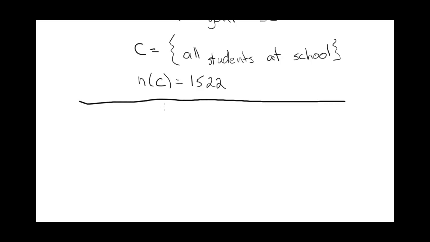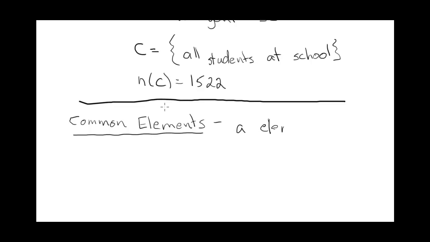Okay, so that's what a set is. Another definition: I'm going to define what we call common elements. An element, which is one of those things that's in the set, is common to A and B if it is in both A and B.